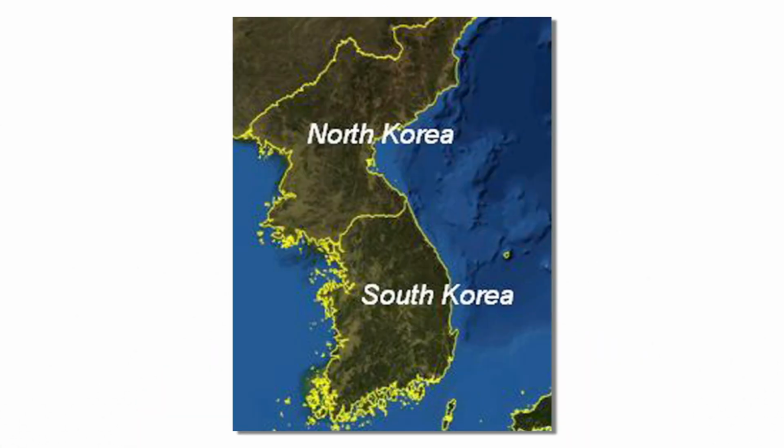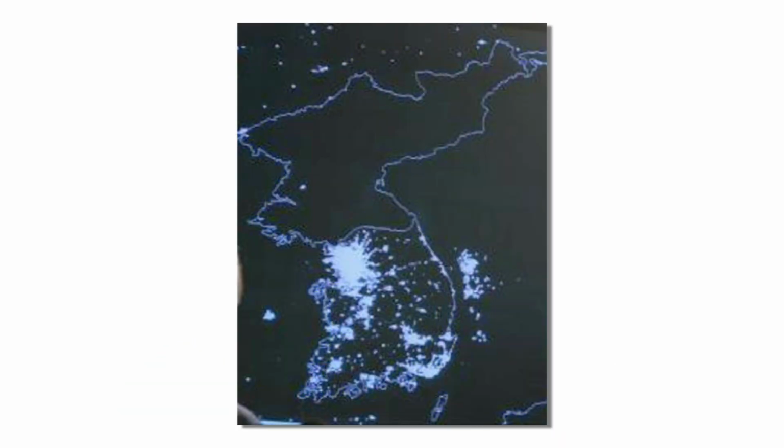North and South Korea have similar culture, geography, and natural resources. Now let's look at the peninsula at night. What happened? In 1953, Korea separated. The South chose greater economic freedom, while the North eliminated nearly every form of individual liberty. 60 years later, average income in South Korea is 10 times higher than in the North.